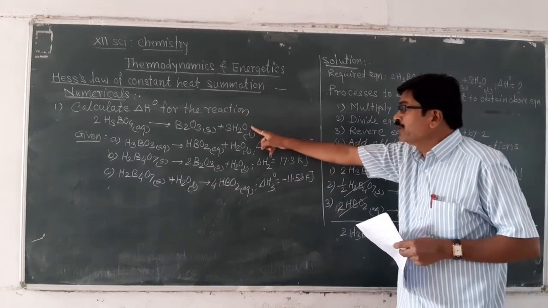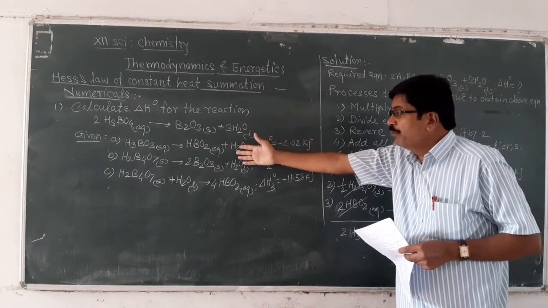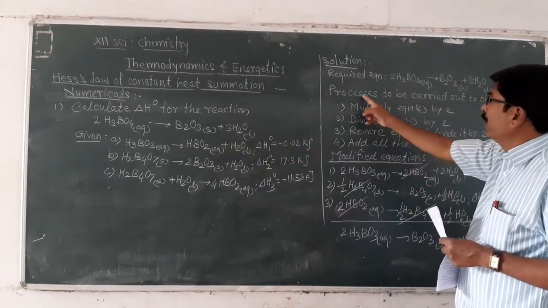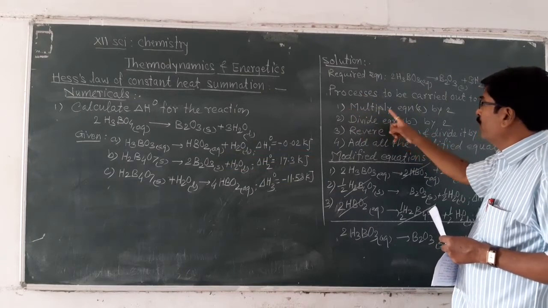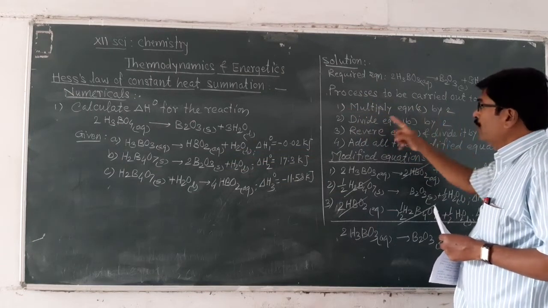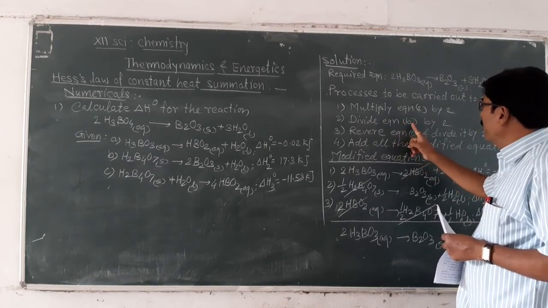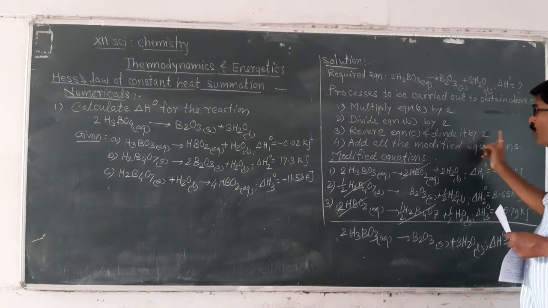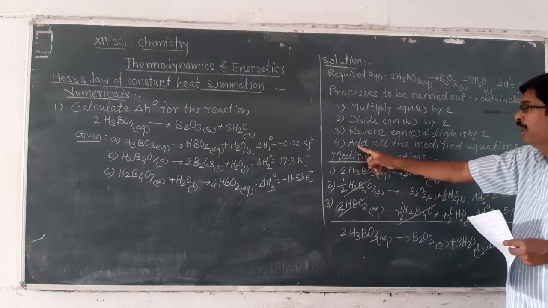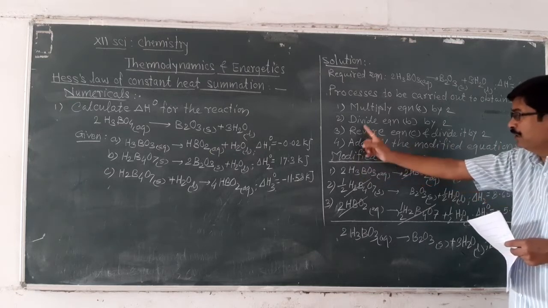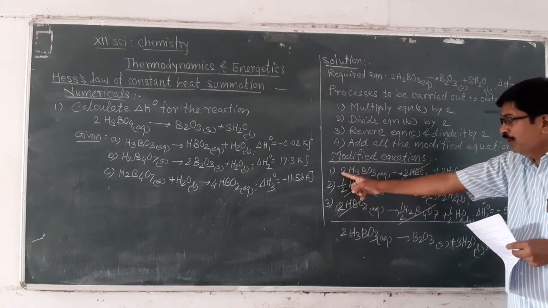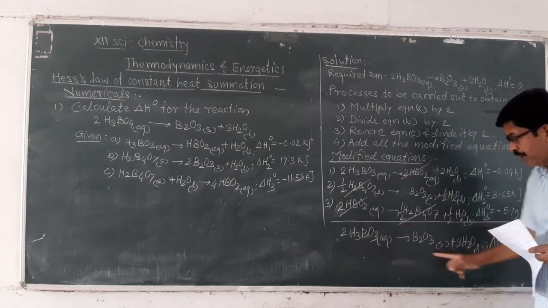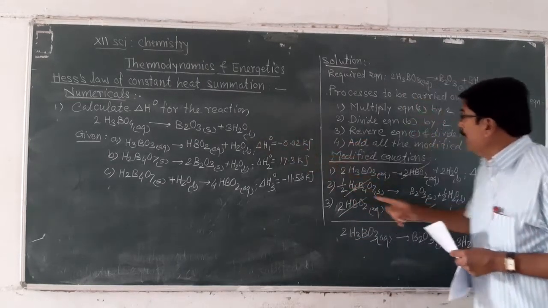To obtain the given equation, some modifications are made in these three thermochemical equations. First of all, we multiply equation A by 2, divide equation B by 2, reverse equation C and divide it by 2 after reversing, and finally add all the modified equations. These modifications are made here. This is the first equation, second, third, and if these modified equations are added, we get this equation.